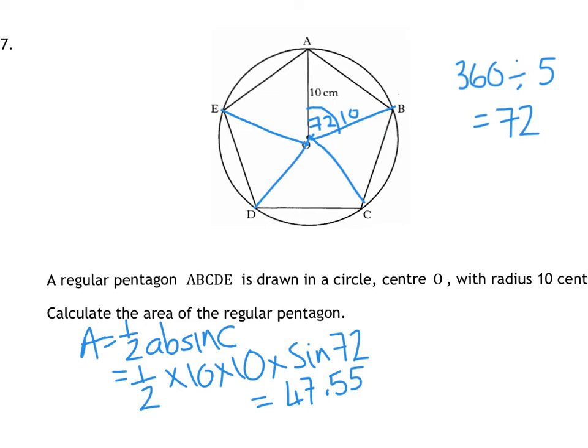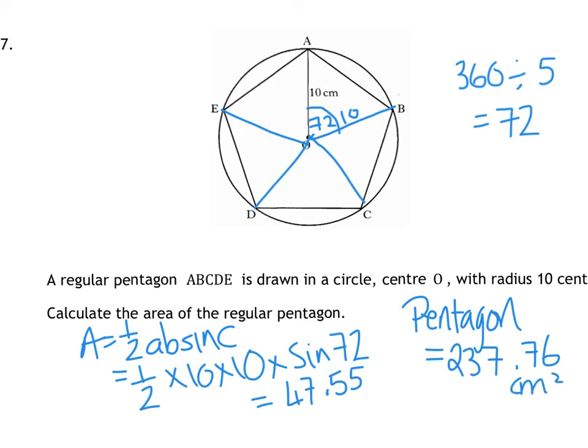Now that is one triangle, so the actual area of the pentagon is that answer times 5. If you times it by 5, using the exact answer that was in my calculator, you get 237.76 centimetres squared. They will allow a little variation on the rounding, whether you use the exact answer like I did, or take the 47.55 answer and multiply it by 5, as long as you know that you're multiplying by 5 to get the total area of the pentagon.